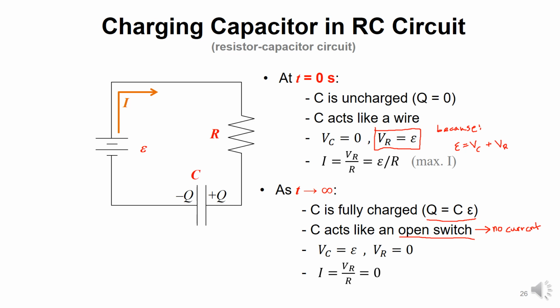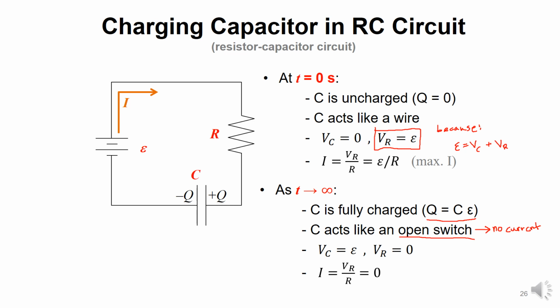If there is no current flowing, it means that the voltage across the resistor must be 0, because we know for a resistor V equals IR. So a resistor can have a voltage drop if there's current flowing through it, and if there's no current, it will have 0 voltage. So the resistor has 0 voltage, and the capacitor has the entire 100% voltage. Altogether, we have the capacitor fully charged with a voltage equal to the battery. The resistor has 0 voltage and there is 0 current.